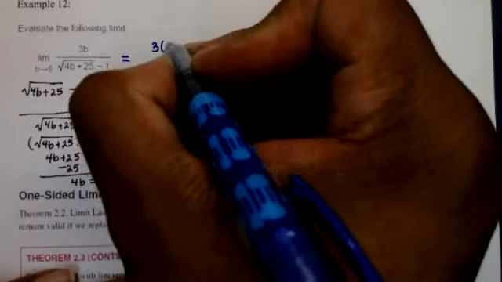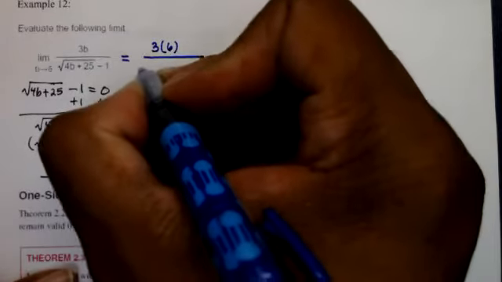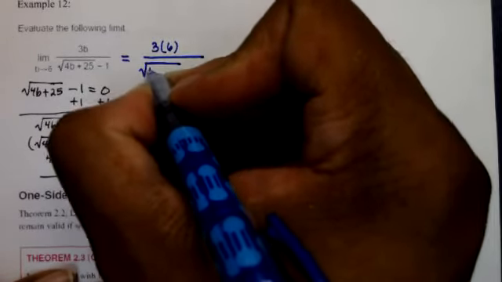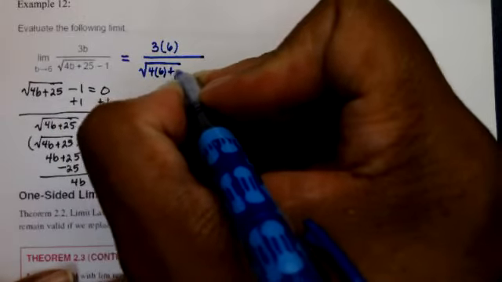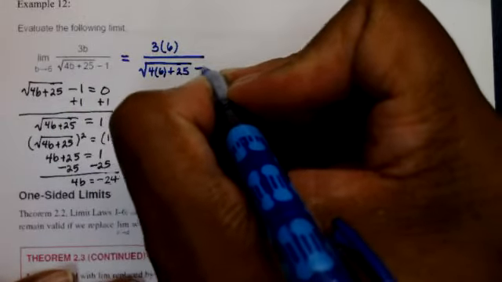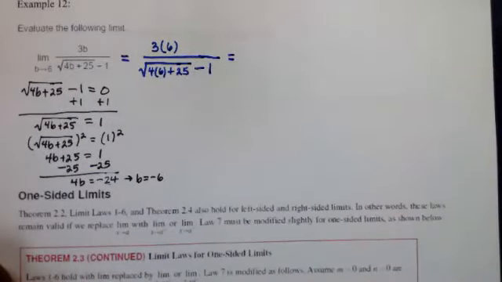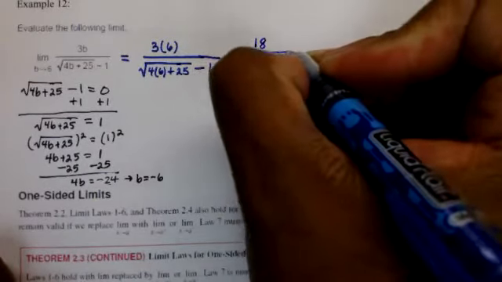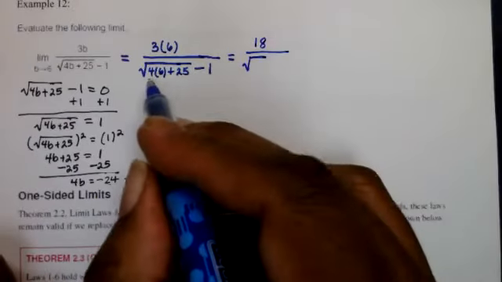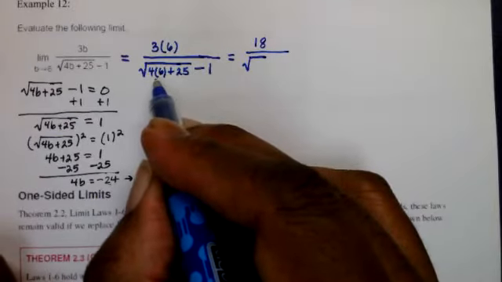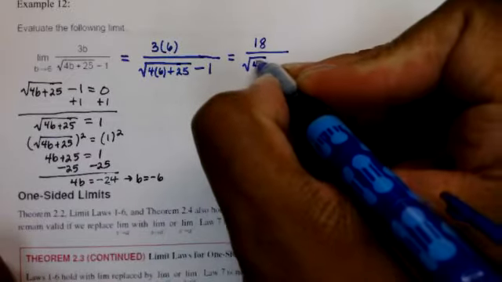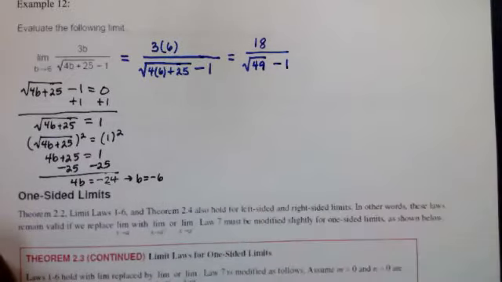So here, I just substitute the b with 6. So this will be 3 times 6 in the numerator divided by the square root of 4 times b, which is 6, plus 25 minus 1. Let's simplify this. 3 times 6 will be 18. That's going to be divided by the square root of 4 times 6 is 24. 24 plus 25 would be 49. Then I got that minus 1 outside the radical.